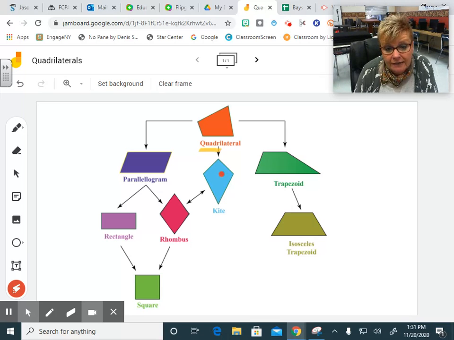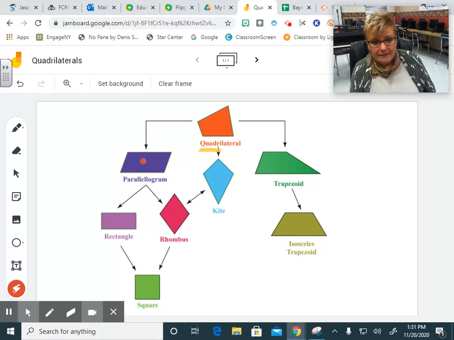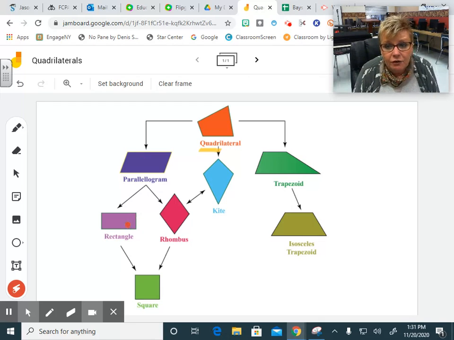Now, if you're a kite, remember adjacent sides have to be equal. If all the sides are equal, that kite could also be a rhombus. But parallelogram has a lot of things. So like a rectangle. A rectangle is a parallelogram because these two sides are parallel. These two sides are parallel. So that makes it a parallelogram. A rhombus is also a parallelogram because these two sides are parallel. These two sides are parallel.